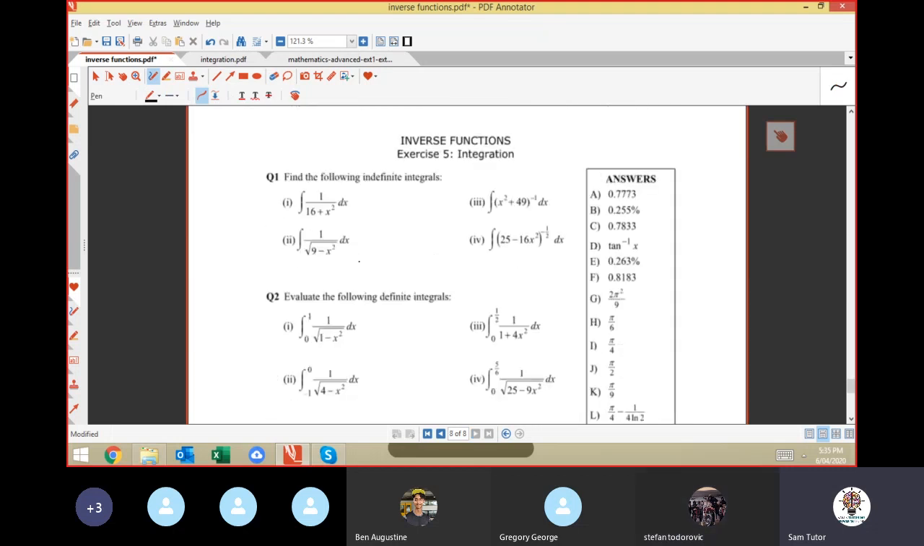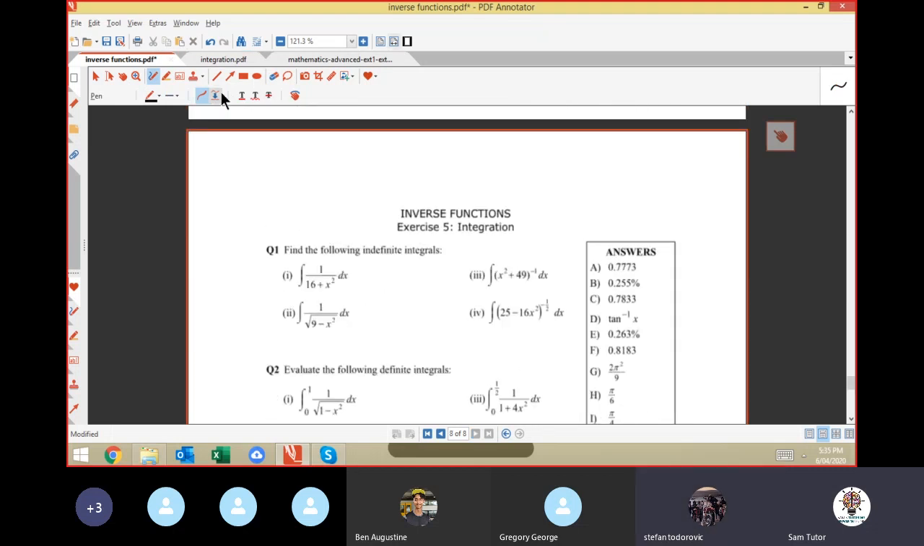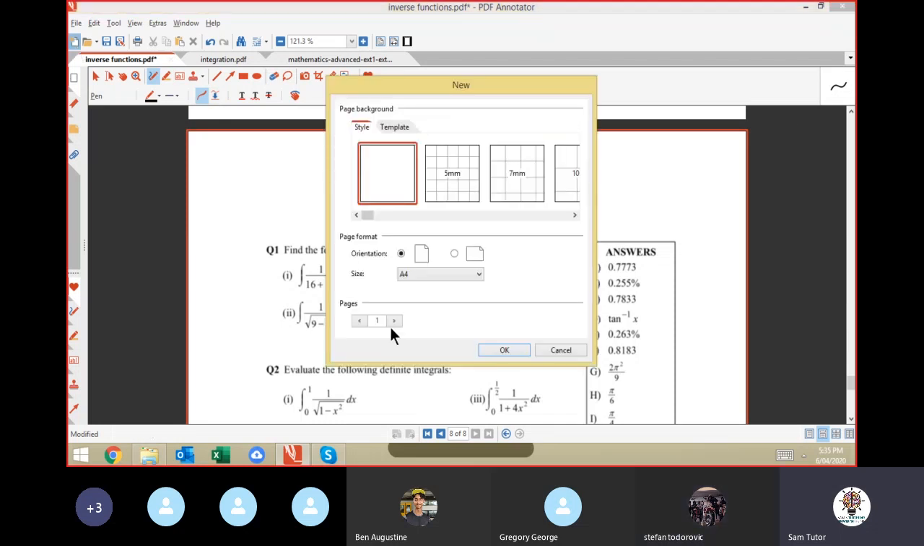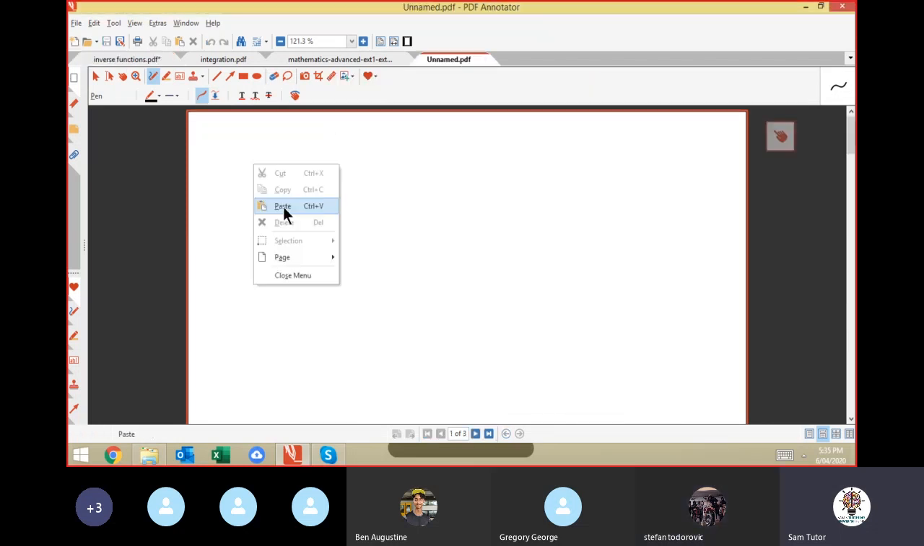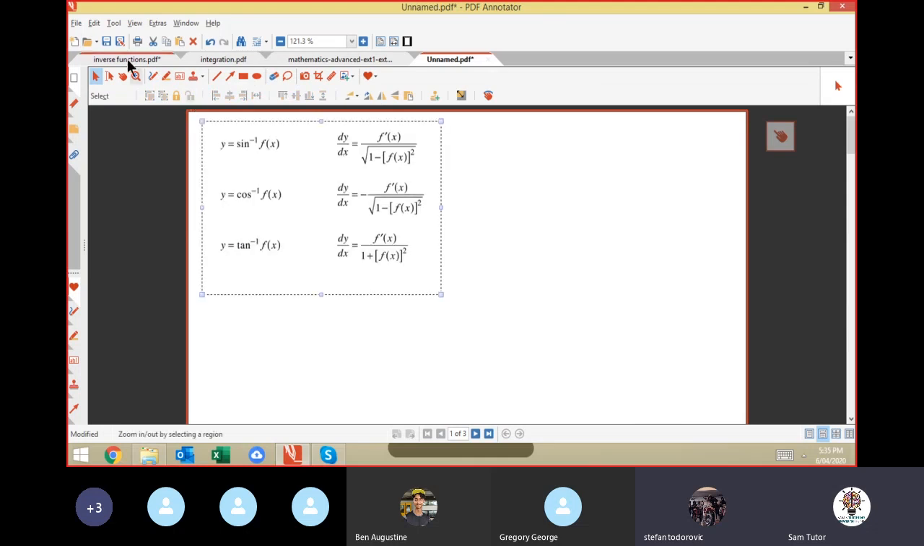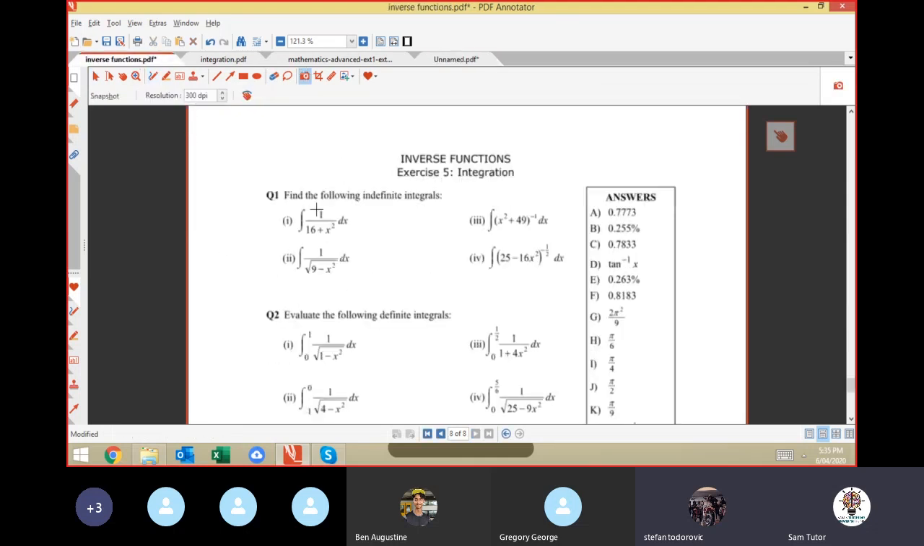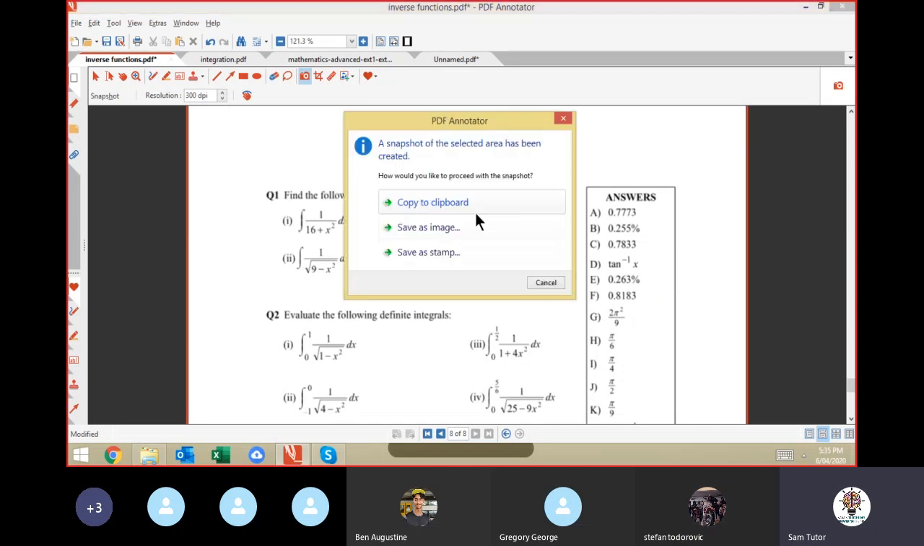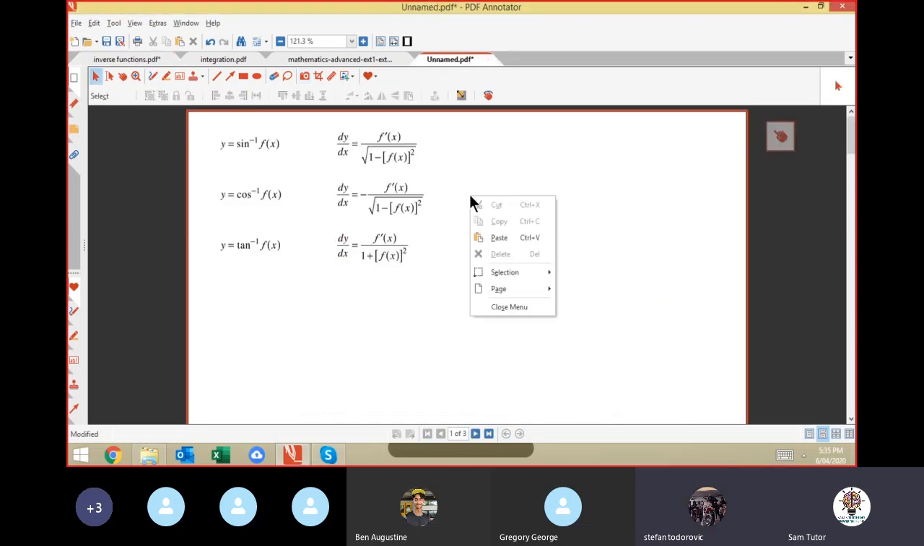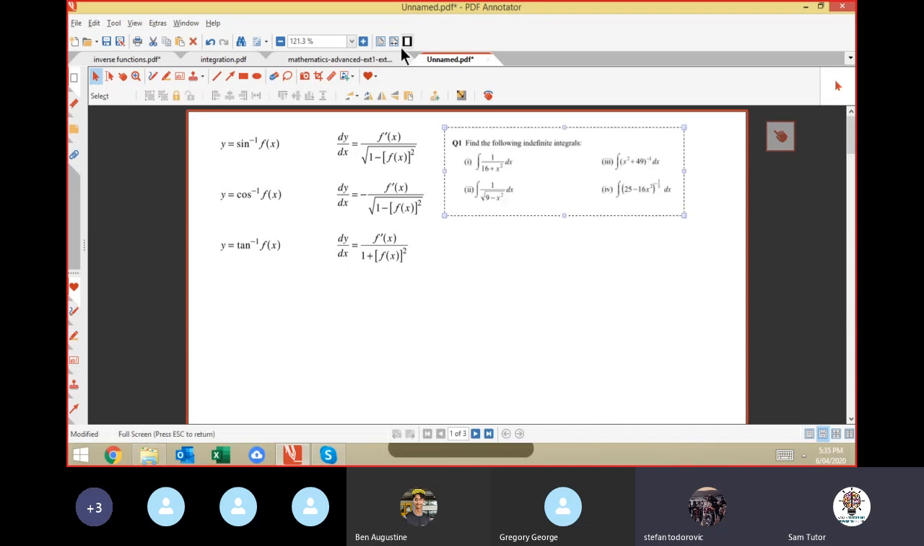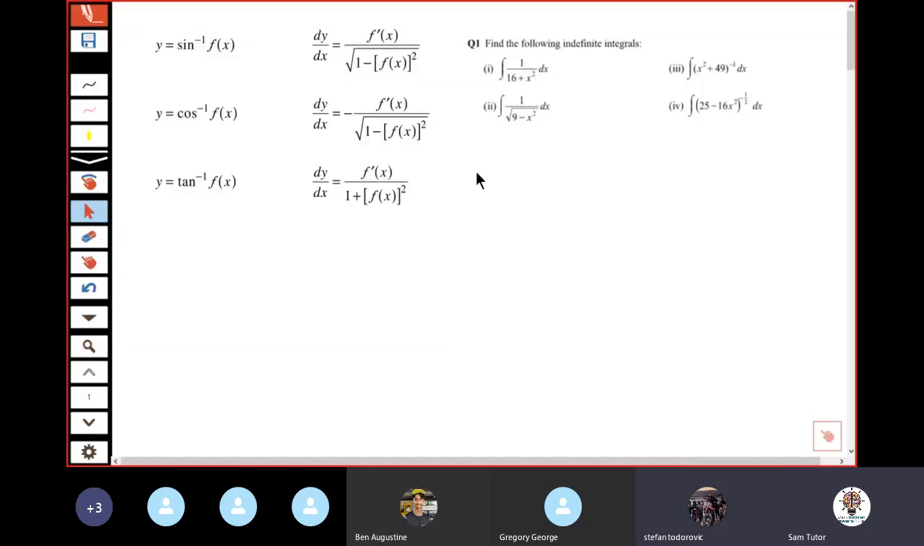Okay, so let's start some of our integration questions here. I might start a new booklet again. Actually, it's just a bit easier to work with. Take a photo of this, and then here we go. Okay. Find the following indefinite integrals. Part i, integral of 1 on 16 plus x squared dx.